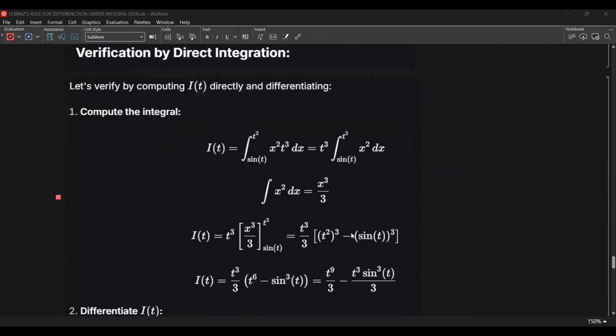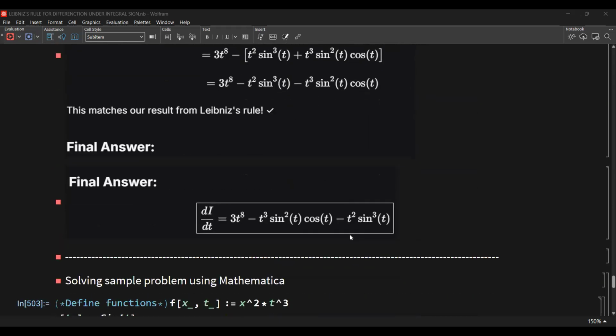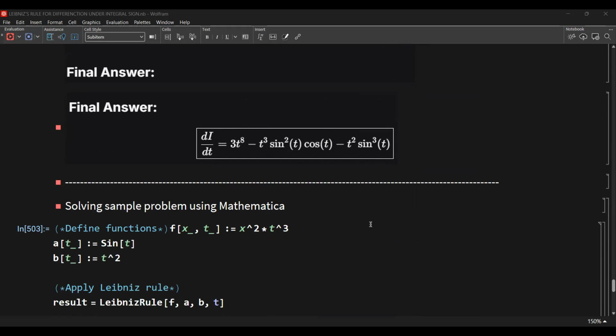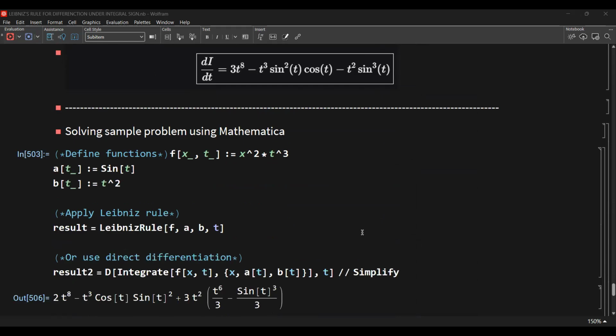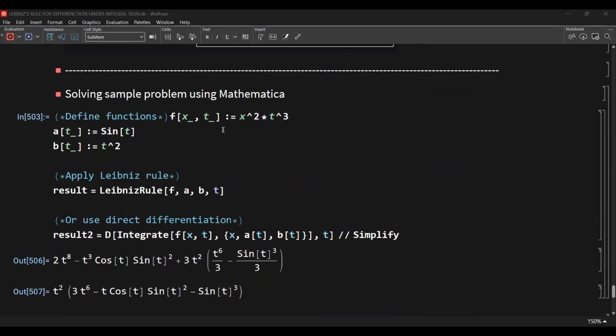Okay, so we have the final answer here: 3t to the 8 minus t cubed sine squared cosine t minus t squared sine cubed. Then by using Mathematica here, you have the given f of x, t equal to x squared times t cubed, and a of t is equal to sine t. So we have b of t equal to t squared. Then a result here, the Leibniz rule.